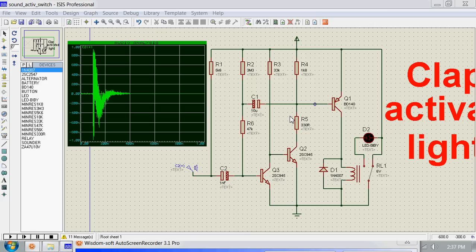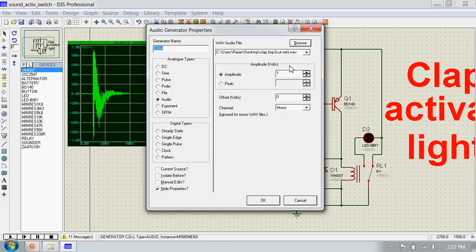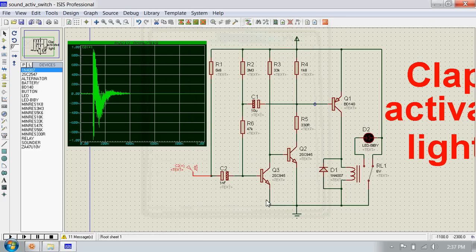Hi guys, today we will see a sound activated switch, also known as a clap circuit. Here this LED turns on whenever there is sound, and you can see I have given this clap.wav as input signal to this circuit.